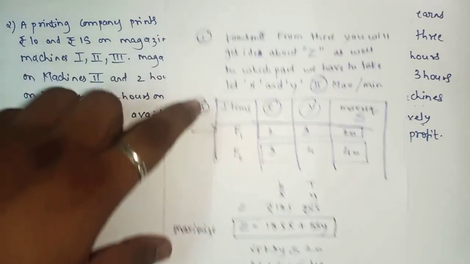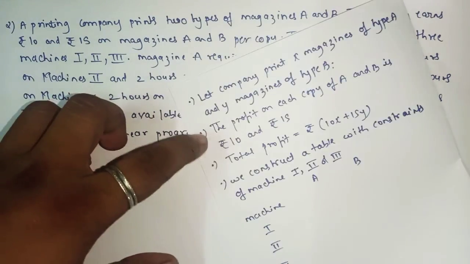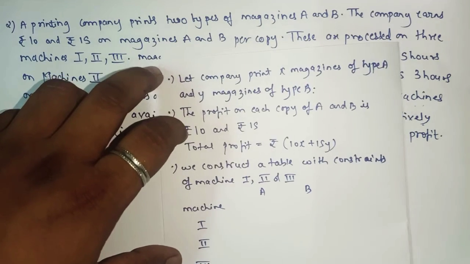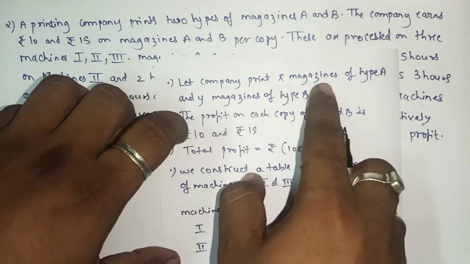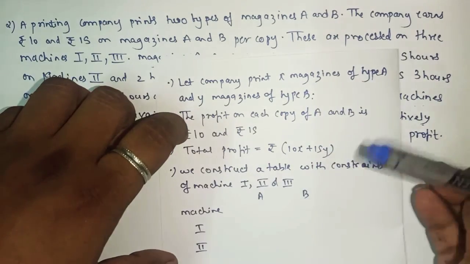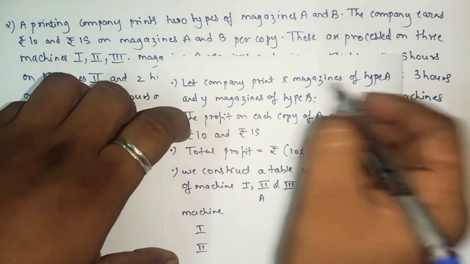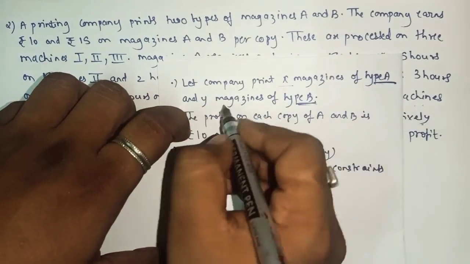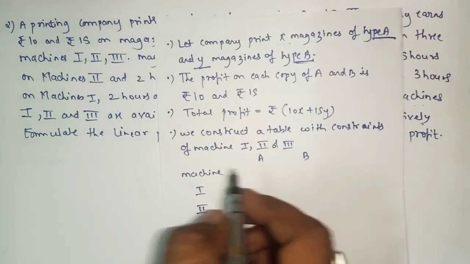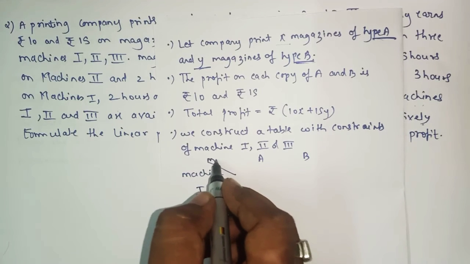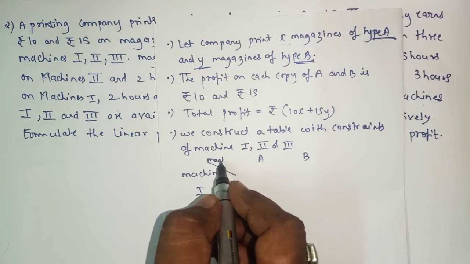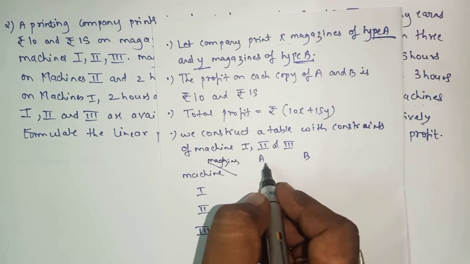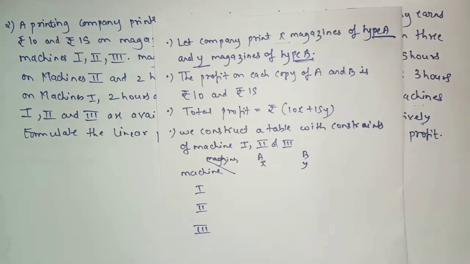Okay, so now the first step will be what? Let the company print X magazines of type A and Y magazines of type B. So for A we will take X, for B we will take Y. So this is A and B, so we'll take A as X and B as Y.